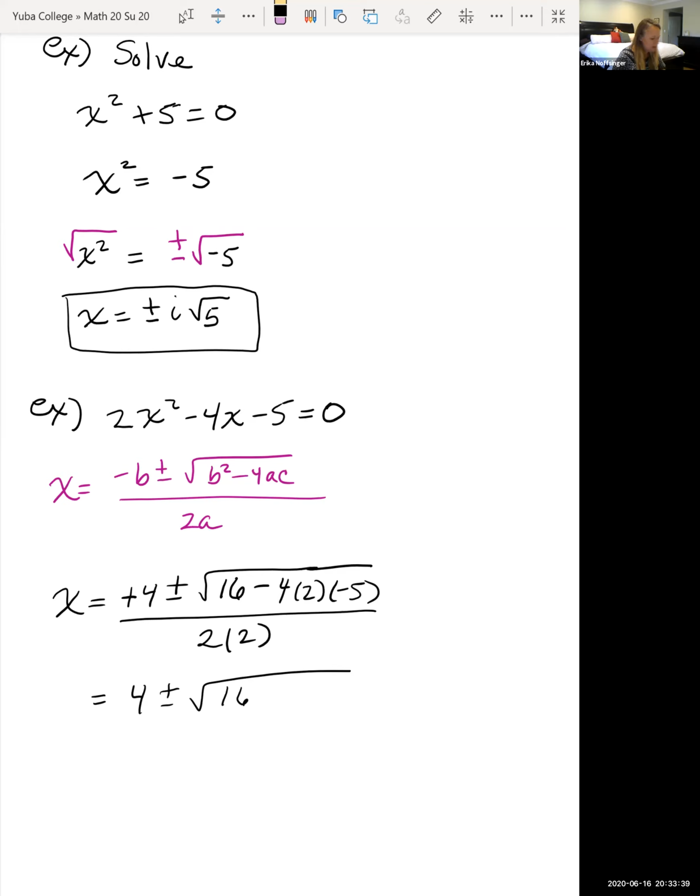I'm just curious if I wrote down the problem differently. Okay, anyway, sorry. 4 times 2 is 8. 8 times 5 is 40. So plus 40, all over 2 times 2, which is 4. So I got 4 plus or minus the square root of 56, all over 4.